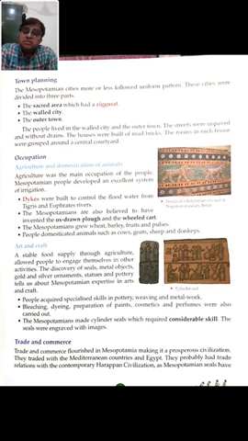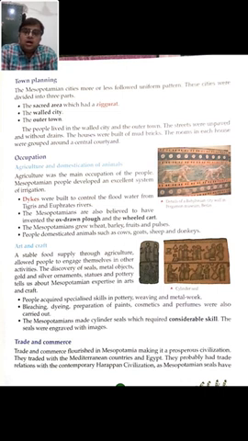Then people also domesticated animals such as cows, goats, sheep, and donkeys. In the Mesopotamian civilization, animals were domesticated, for example cows and goats. From cows, goats, and sheep, milk was obtained, and from the sheep, wool was also obtained. Donkeys were used as beasts of burden, and oxen were also used as beasts of burden for pulling the ox-drawn plow and the wheeled cart.